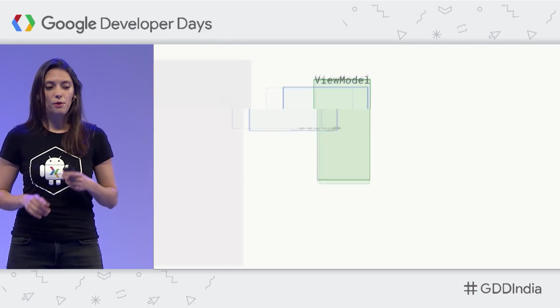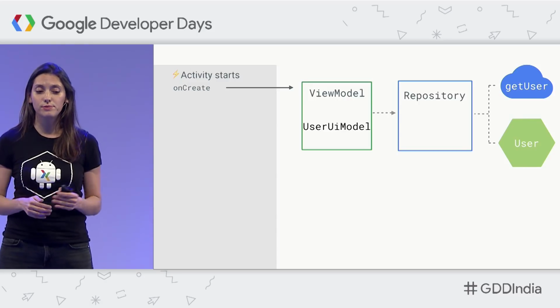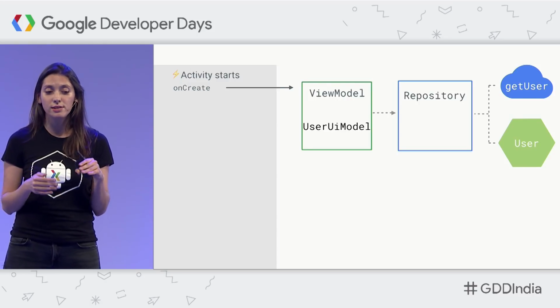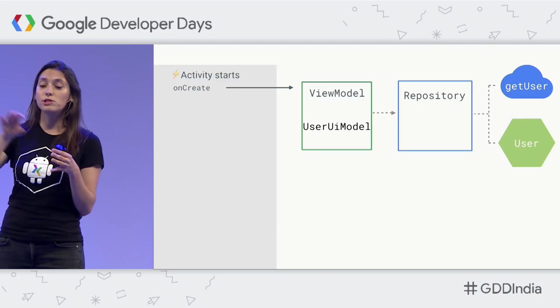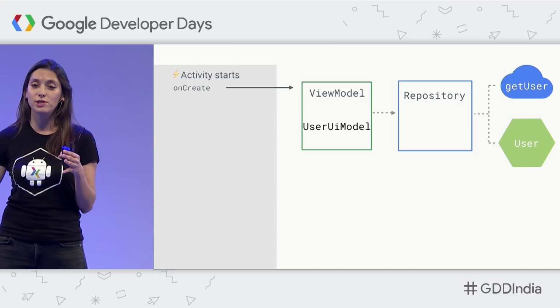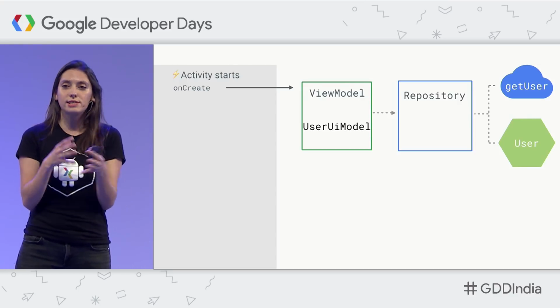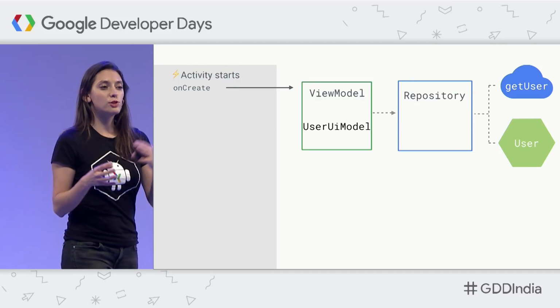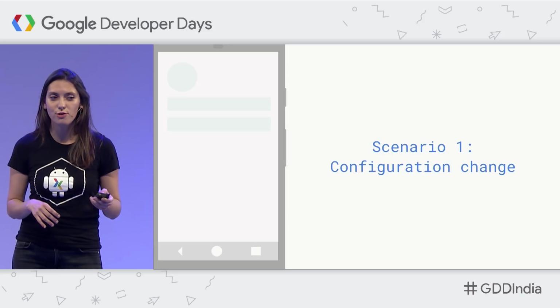So when we're creating an activity, this is what happens. onCreate gets called, then the ViewModel gets created, the ViewModel works with the repository, gets the user from the API, and then saves the user in the database. And then the ViewModel creates this user UI model, a POJO class that we would use to display data on the UI. So let's go over a few scenarios.